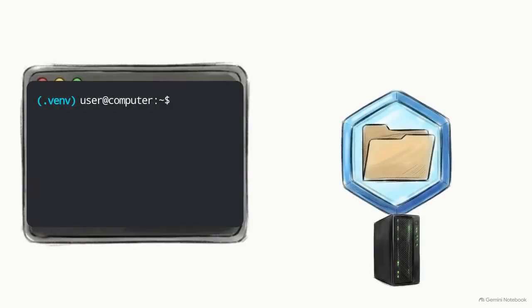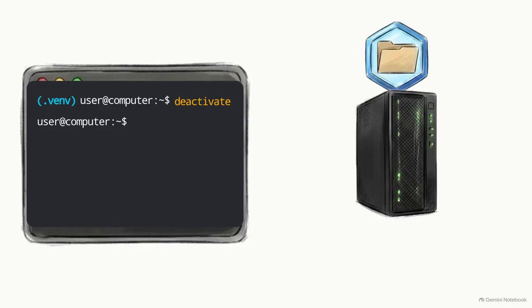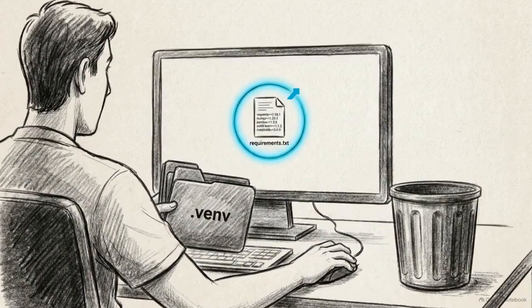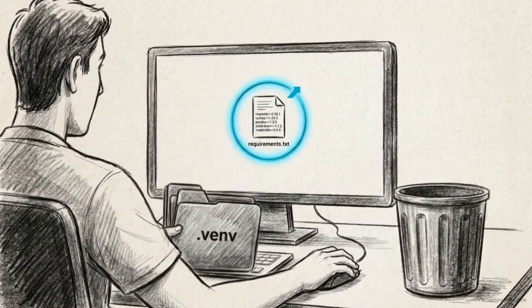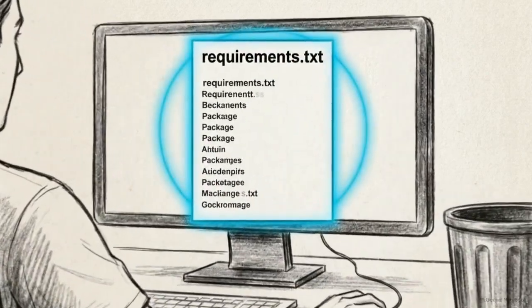When you are finished, type deactivate. This removes the prefix and returns your terminal to the global system environment. Professional workflows treat these folders as temporary. We don't need to store the heavy installation files, only the text blueprint required to recreate them.